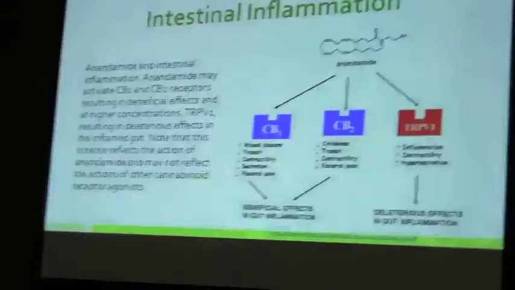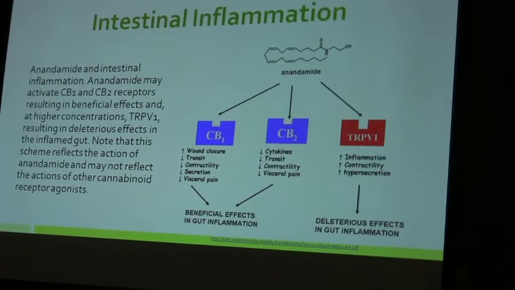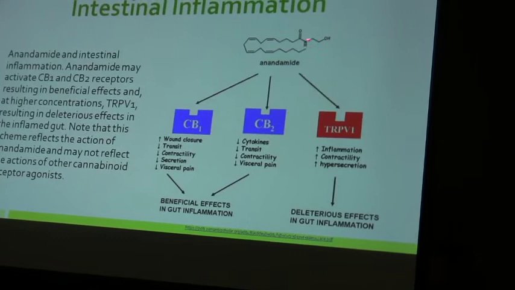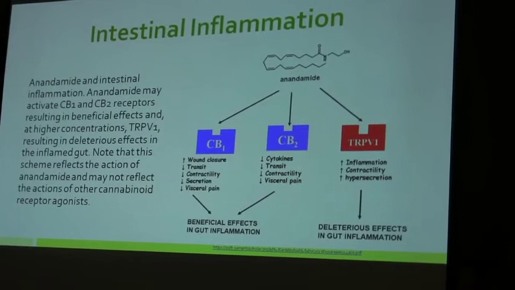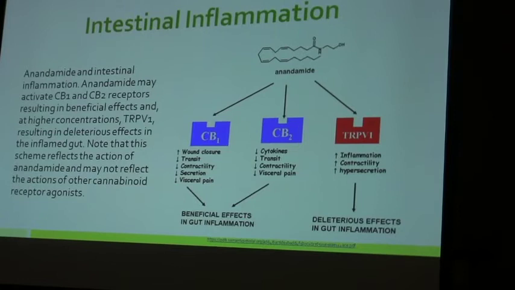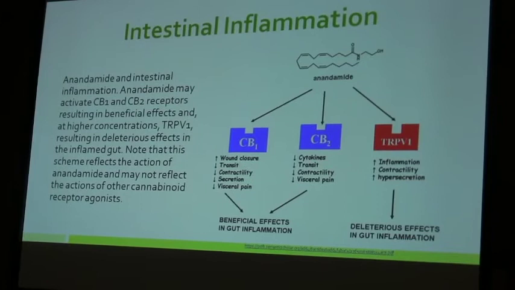Intestinal inflammation is a good example. Anandamide is our natural endocannabinoid that our body produces. Within the intestinal cells, this natural endocannabinoid, when bound, can increase wound closure, decrease secretion, decrease visceral pain. Cytokines are the inflammatory hormones our body produces. So if we can prevent inflammation, prevent pain, and help alleviate a lot of the symptoms of these diseases, I think it's something we should really push for as a society.